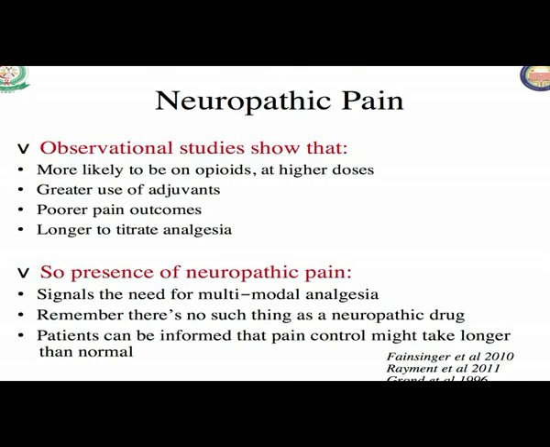And remember, there is no such thing as a neuropathic drug. There is nothing specific called a neuropathic drug for neuropathic pain. No, all of these are adjuvant treatment. It happened that they knew by using these drugs, they have an effect on controlling the neuropathic pain.